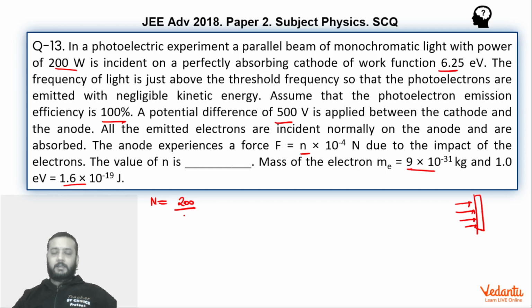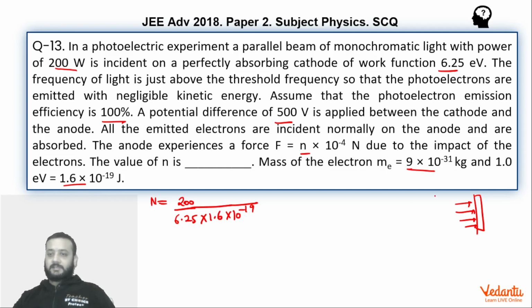Total power incident. So we are trying to find the number of photons incident, not emitted. I have used the wrong word. Number of photons incident on the cathode will be equal to total power incident divided by energy of the one photon, which is 6.25 electron volts. So this will have to be converted into joules by multiplying by 1.6 into 10 to the power minus 19. So the number of photons incident will also be equal to number of electrons emitted, right?